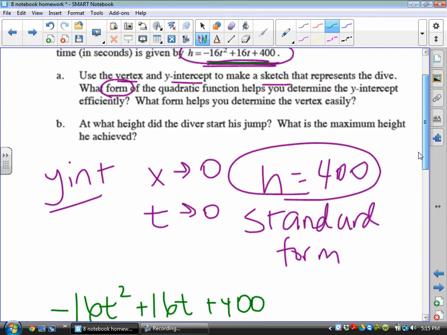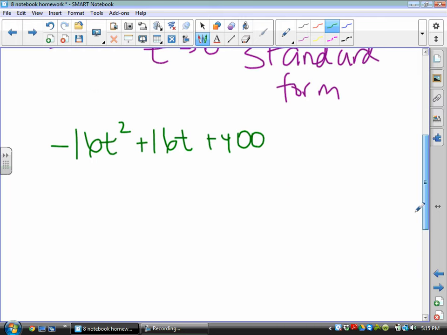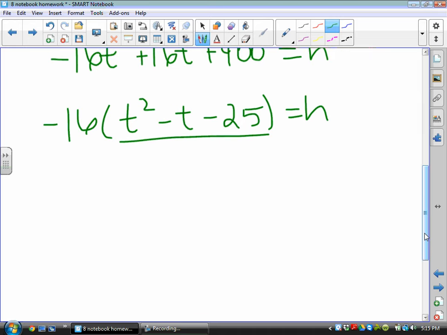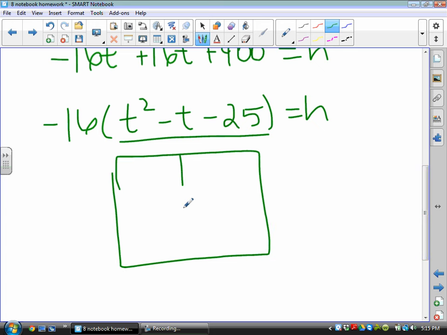Just double check. Yep. Alright, so if there's anything I can factor out first, that would be helpful. And they can actually all be divided by negative 16. So if I leave all this stuff left, and that equals h. Okay? So I do not want to factor this. I could and average the x-intercepts, but it's going to be quicker if I complete the square with this. Okay? So start with t squared.